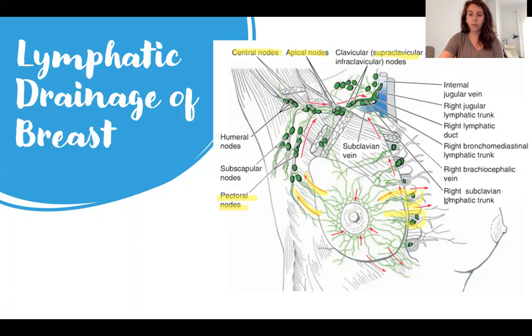And then the parasternal nodes are either going to drain into the bronchomediastinal trunk or into the opposite breast. And then the remaining 5% of the breast is going to drain into lymph nodes that are located in the abdominal wall. And these lymph nodes will drain either into the deep or superficial inguinal nodes, then to the lumbar trunk, and then finally into the thoracic duct.